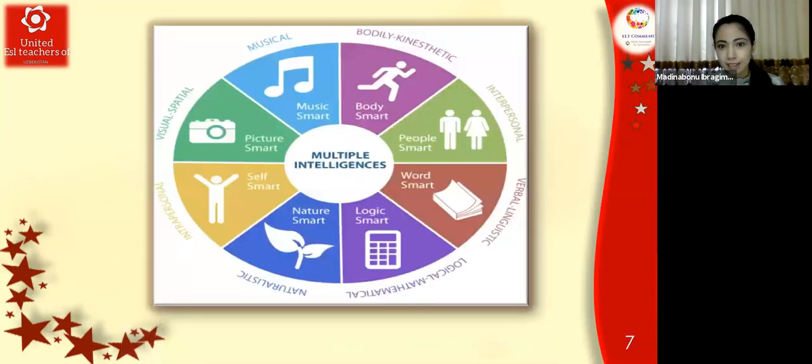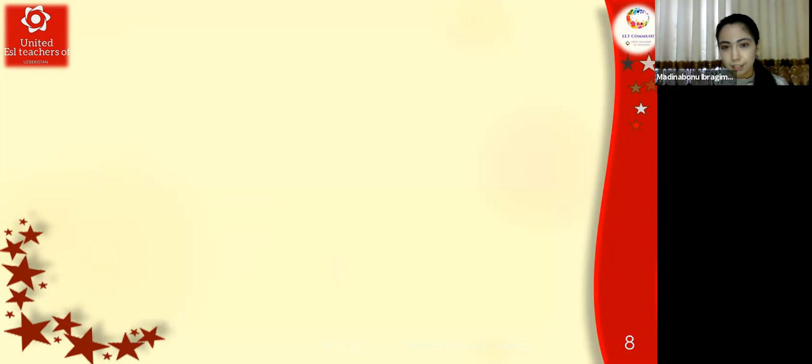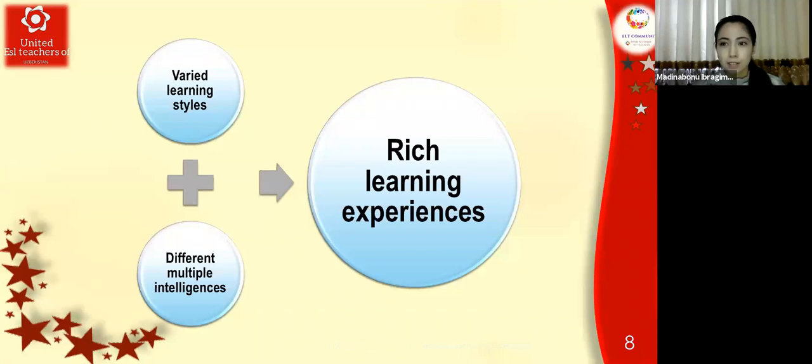And next one is multiple intelligences. Here you can see 8 types of them, like bodily-kinesthetic, interpersonal, verbal linguistic, logical mathematical, naturalistic, intrapersonal, visual, and spatial. And the last one is musical. And if we want to create rich learning experiences, we should combine both varied learning styles and multiple intelligences to create our activities and exercises.